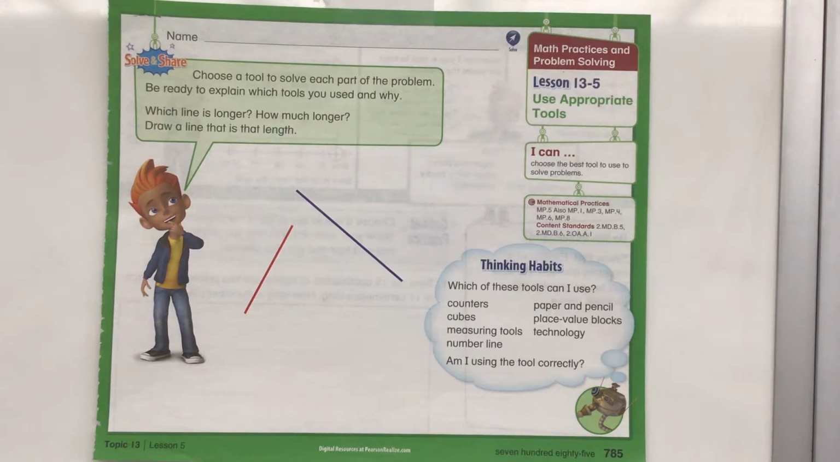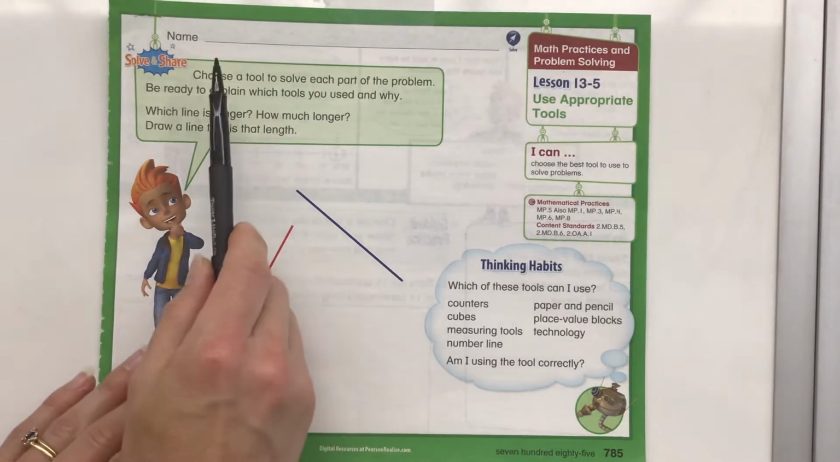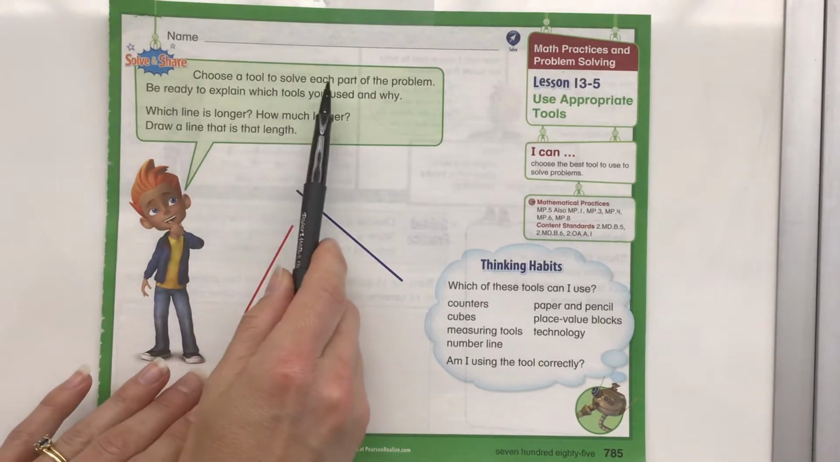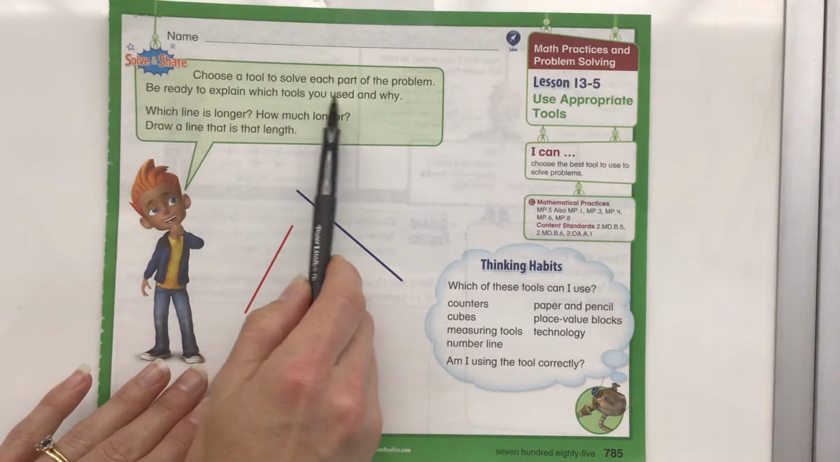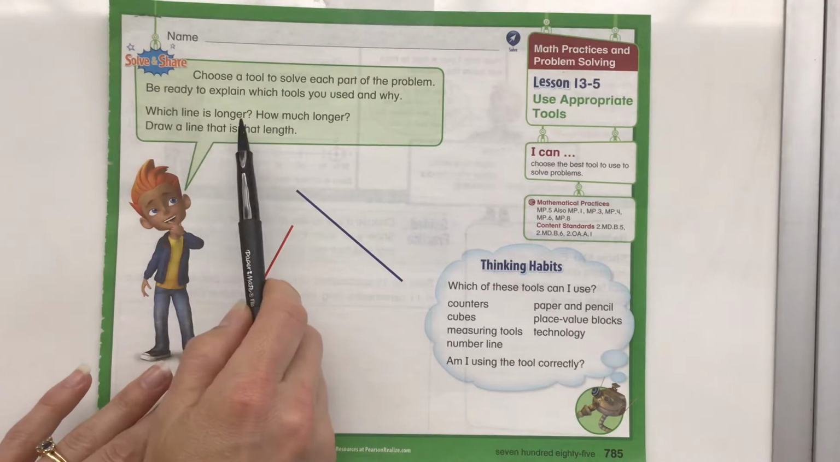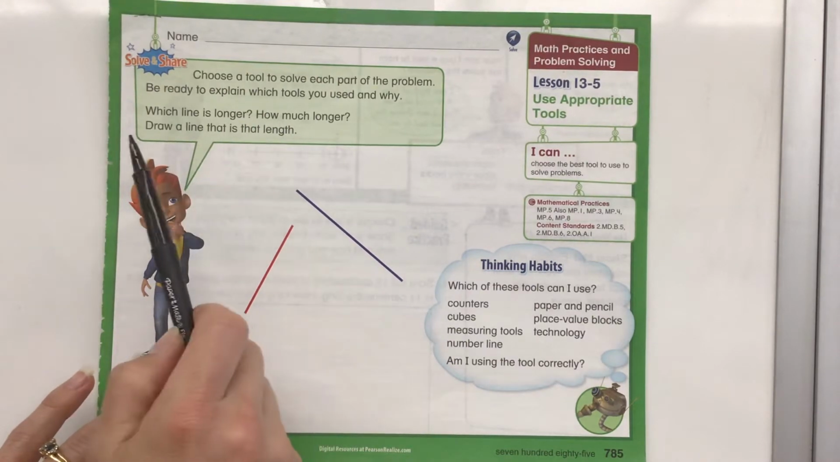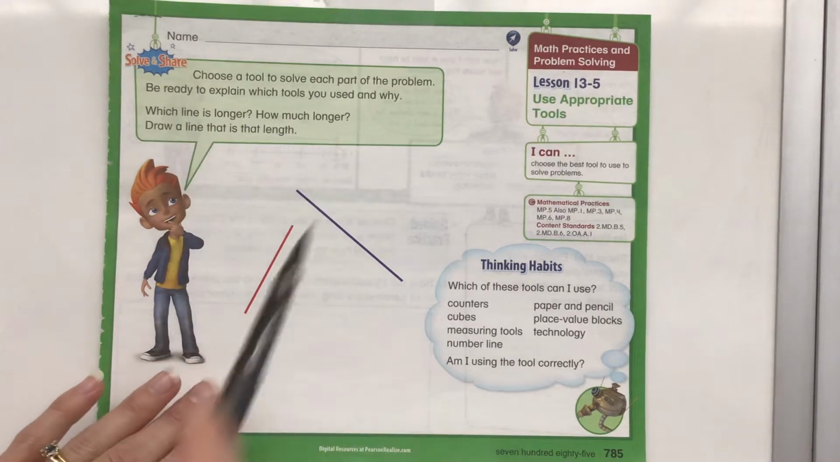All right, this is second grade math lesson 13-5 on using appropriate tools to solve problems. So choose a tool to solve each part of the problem. Be ready to explain which tools you used and why. Which line is longer? How much longer? Draw a line that is that length.